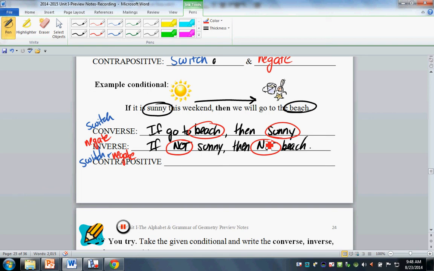Contrapositive, you do both. So the original is if sunny, then beach. So you switch it, and we're going to do beach, sunny, and then you do opposite. So if not beach, then not sunny. That's called contrapositive. You switch and negate.